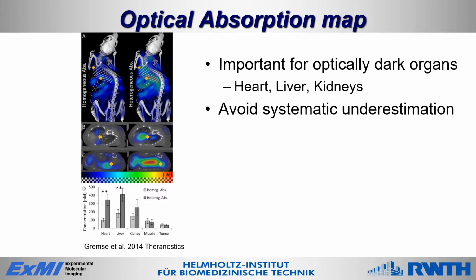This is important for the optically dark organs such as the heart, liver, and kidney. They are dark because they have a high relative blood volume, which is the dominant absorber in this wavelength. And using such an absorption map is important to avoid a systematic underestimation of the fluorescence in those dark organs.